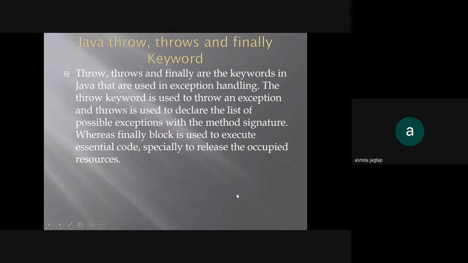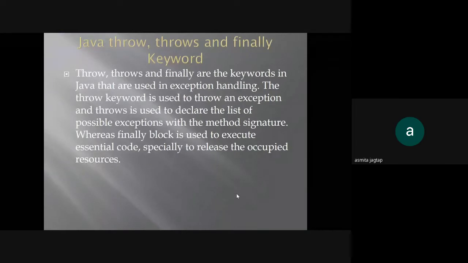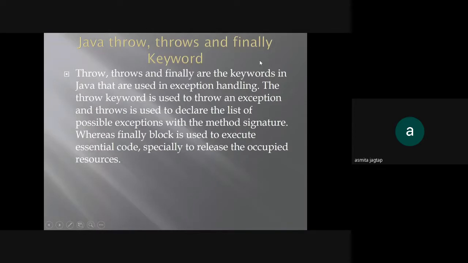Okay, if at any time, at any line, your program crashes, and after that you want one output to be printed on the screen, then you can write it inside the finally block, because the finally block always gets executed. So a finally block is used to execute essential code, especially to release the occupied resources, meaning resources that were occupied in the above lines of code. At the end you write finally, and those occupied resources are released. So finally, I hope you are clear with the throw, throws, and finally keywords.